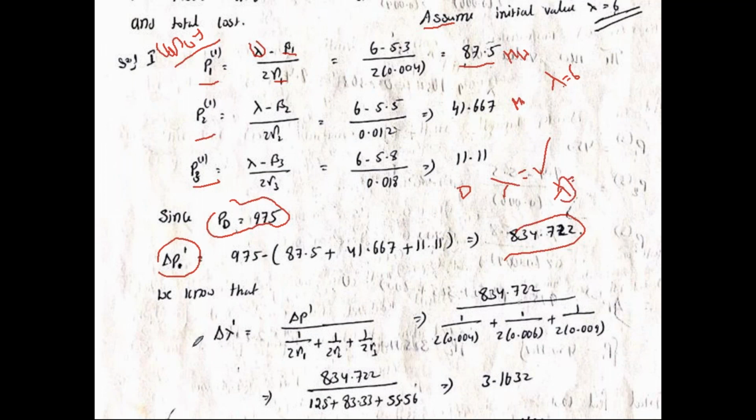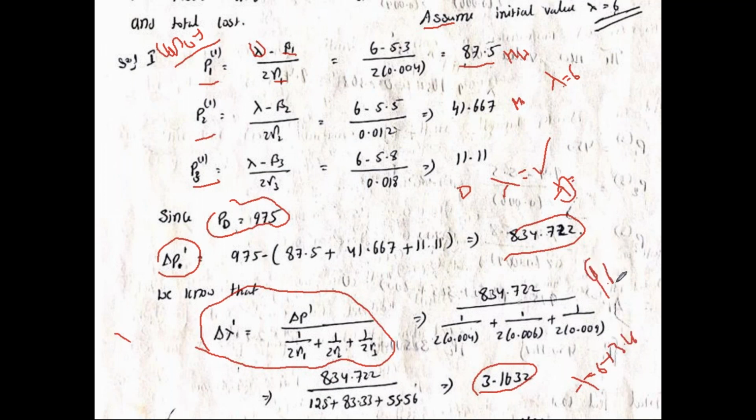So how can we update? This is the formula we have to use for updating the lambda value. This update is required when delta P is not equal to 0. After finding this delta lambda, I am getting 3.1632. Now for case 2, that is the next step, I have to update the lambda value, that equals 6 plus this 3.1632. So there I am getting 9.1632. This is the lambda value for the second case.